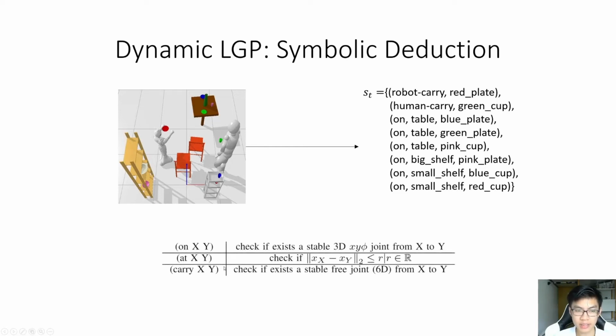So this is the mechanism to deduce the symbolic state. For example, if the robot is carrying something, we check in the kinematic tree if there exists a stable joint from the robot to the object.